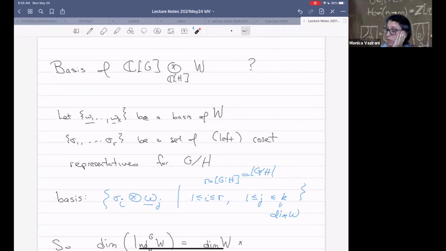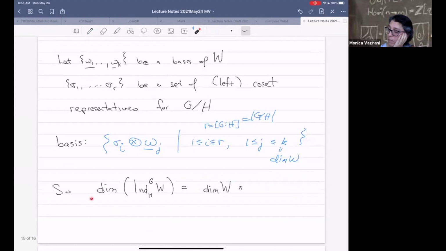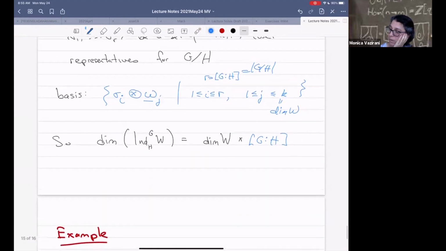And so hopefully you can convince yourself that this really is a basis of the induced module. And then this brings us to, when we're talking about the symmetric group, an interest in coset representatives, which we might get into more later. So if we're talking about induced modules, we have a vested interest in understanding coset representatives. Okay, right. And so the dimension of the induced module grows. It's not just the dimension of W, you get the dimension of W times the index of H in G when you induce up.